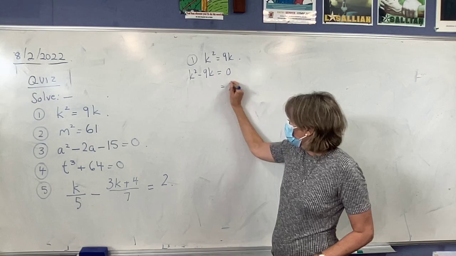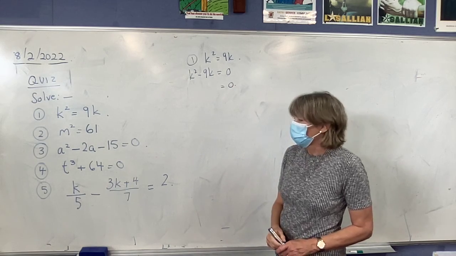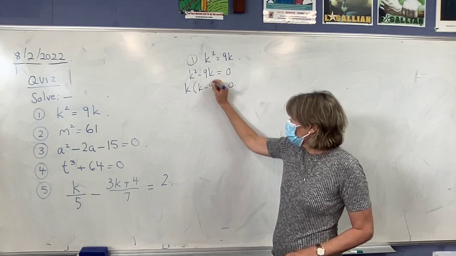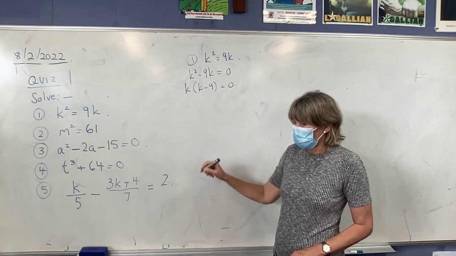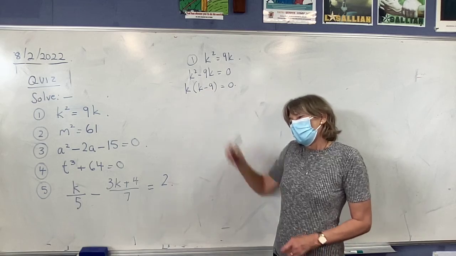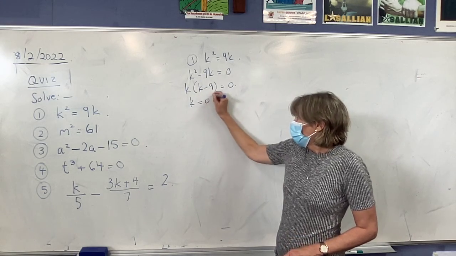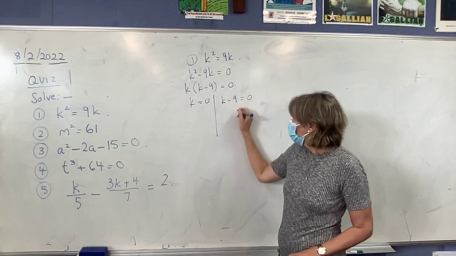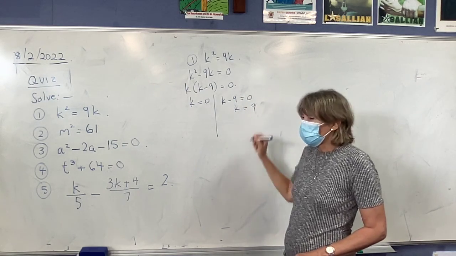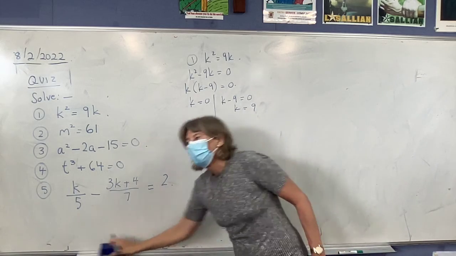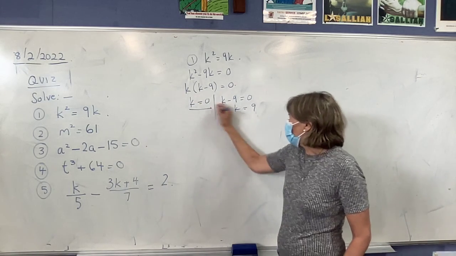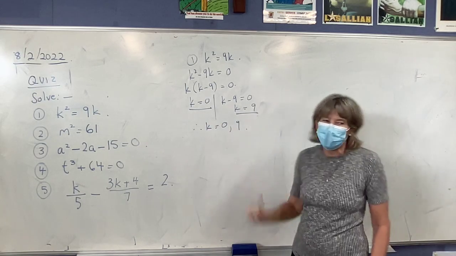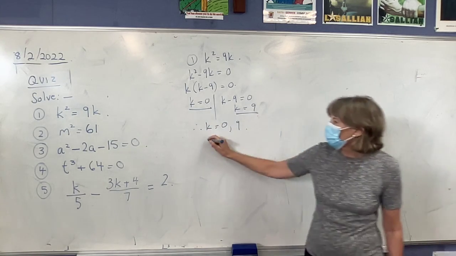Yep, then factorize. Then it'll be k in bracket k minus 9, excellent, equals 0. Then we do k equals 0, then k minus 9 equals 0, so k equals 9. So what answers have you got? So k equals 0 and 9. Good. So that one already had itself solved, didn't it? So we end up with two answers, k equals 0 and 9. Any questions? All right, number 2.